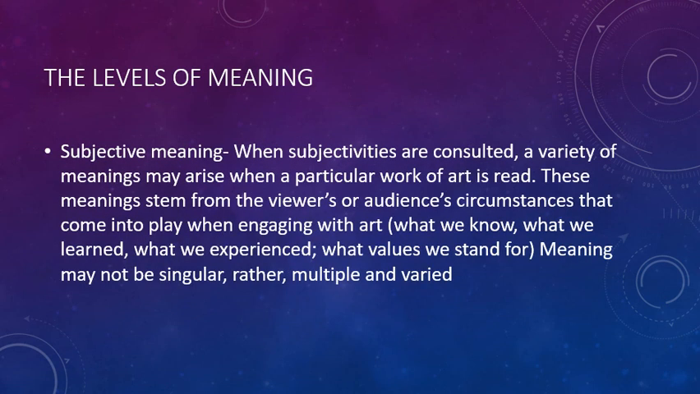When subjectivities are consulted, a variety of meanings may arise when a particular work of art is read. These meanings stem from the viewer's or audience circumstances that come into play when engaging with art. So, what we know, what we learn, and what we experience, what values we stand for. The meaning may not be singular, rather multiple and varied. So, this is the highest level of interpreting art, the subjective meaning. What is known is the factual and the conventional meaning. But as persons are individual in nature or they are very unique to one another, they may have different interpretations of the factual and conventional meaning.